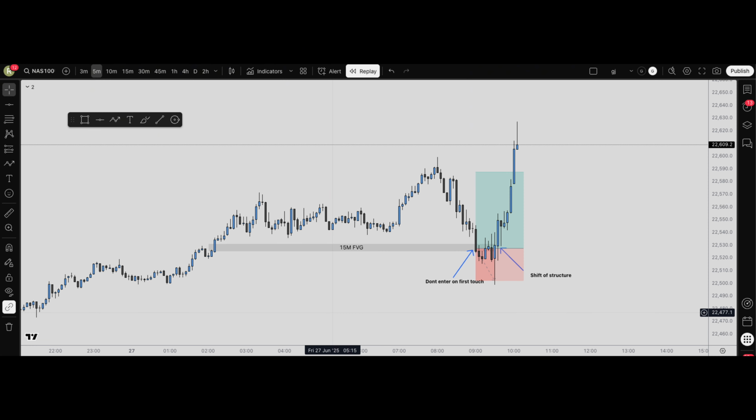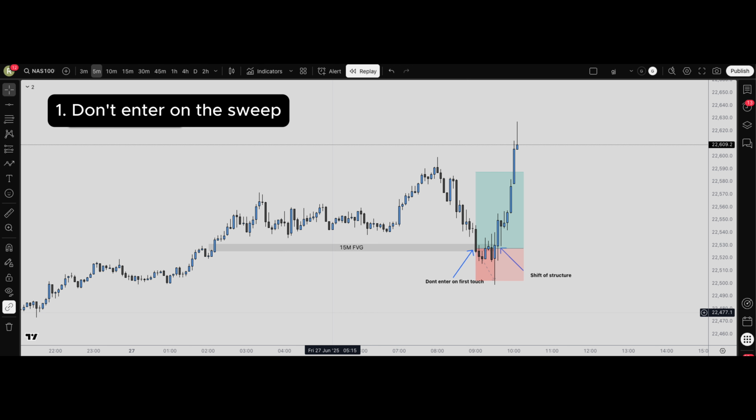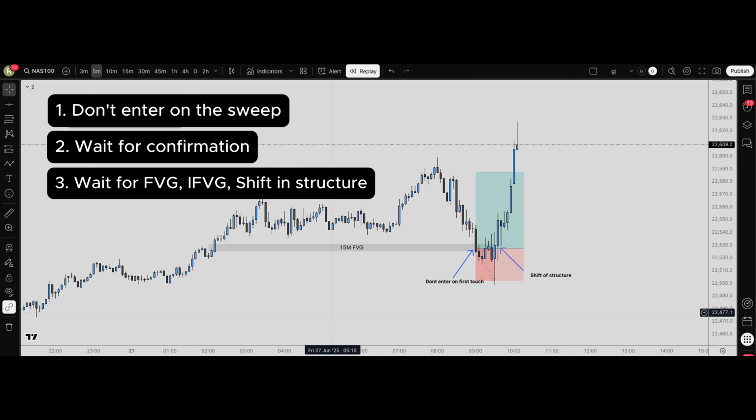Okay, now here are some extra tips to get better entries while using these concepts. First, don't enter on the sweep. That's just guessing. Wait for confirmation, like a shift in structure, an engulfing candle, or a fair value gap. The biggest mistake is trading the first touch. You're not trying to catch tops or bottoms. You're trying to follow the big boys after they've eaten.